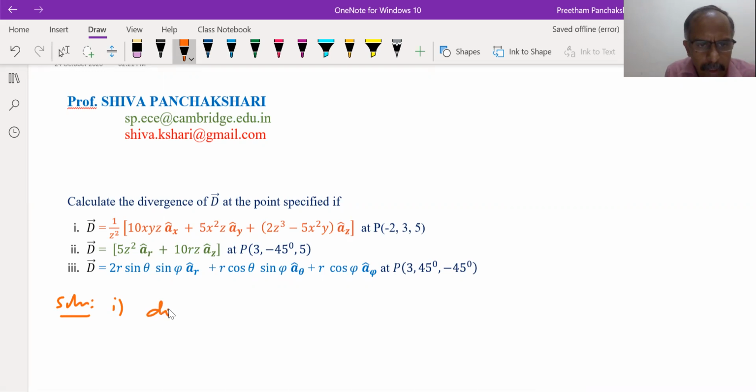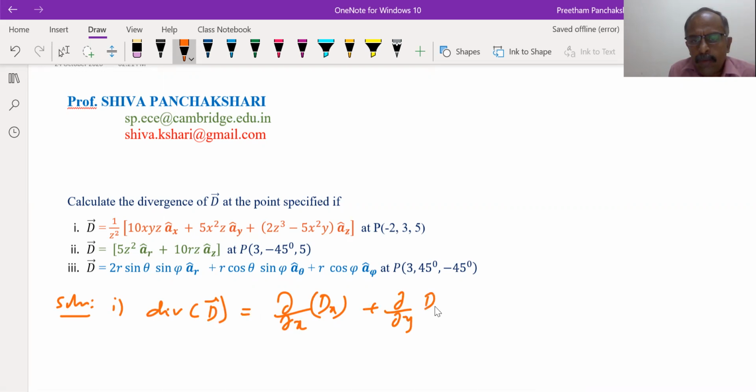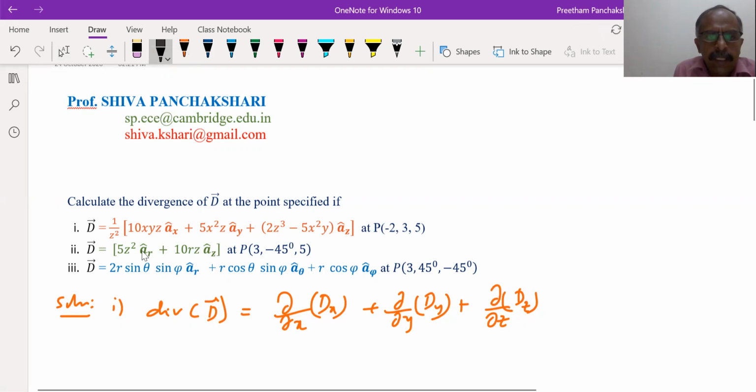So, the divergence of D vector is given by the equation dou by dou x of Dx, dou by dou y of Dy, and dou by dou z of Dz. Divergence is a scalar operation, so there are no unit vectors. To find the divergence, we need the x, y, and z components of D.